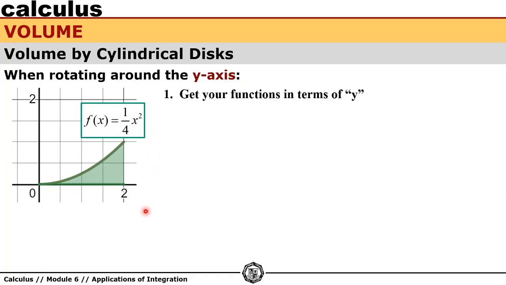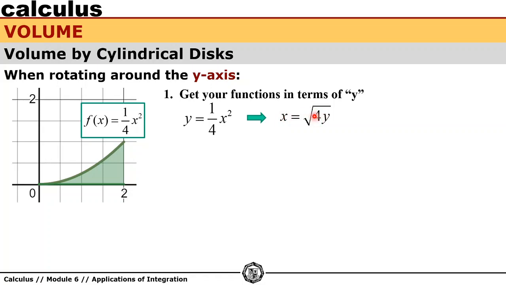The first thing is let's get the function in terms of y. So f of x equals 1/4 x squared. We're going to need to solve that for x. So I'm going to think of it as y equals 1/4 x squared, and when you solve that for x, you're going to get the square root of 4y. So this curve here, the thick green line, can either be represented by this function, or you can think of it as x being defined as the square root of 4y.